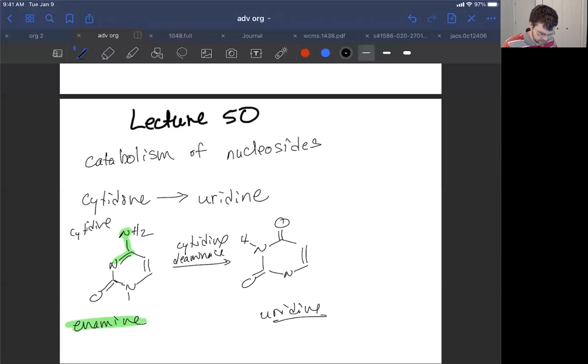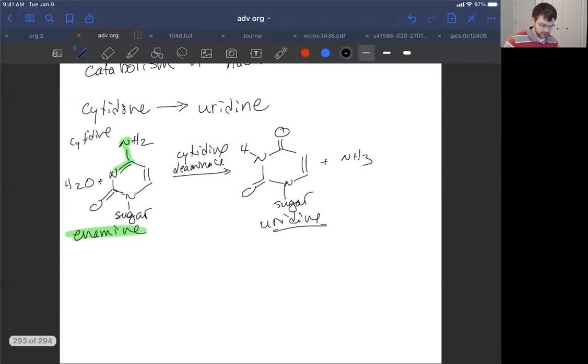Now in both cases, I'm just going to write sugar here. It could be ribose or deoxyribose, depending on the nature of the nucleoside that we're looking at. And if we look, what we put in here is water. What we get out is NH3 as we convert that enamine into a carbonyl. So let's look at the mechanism a little bit in more detail.